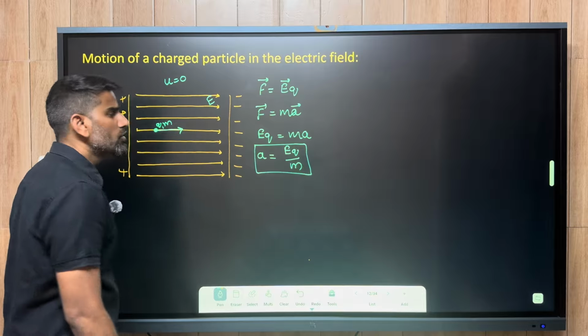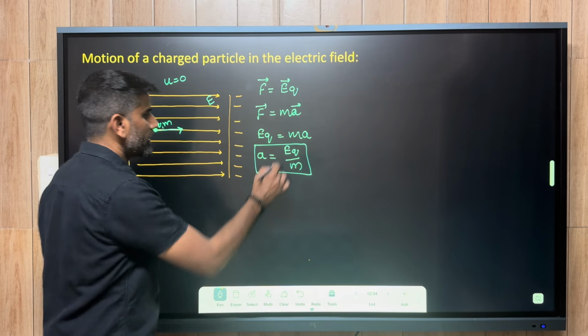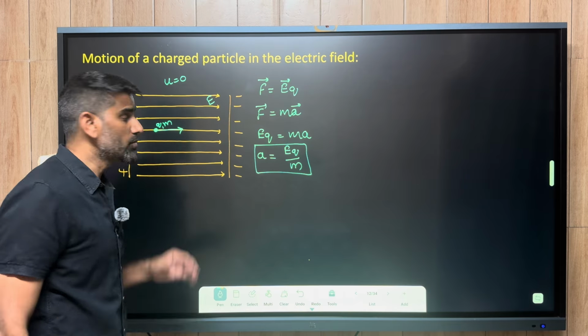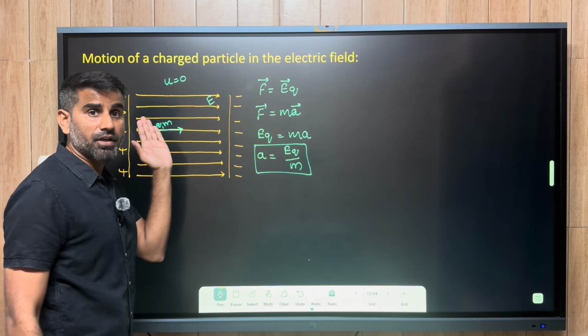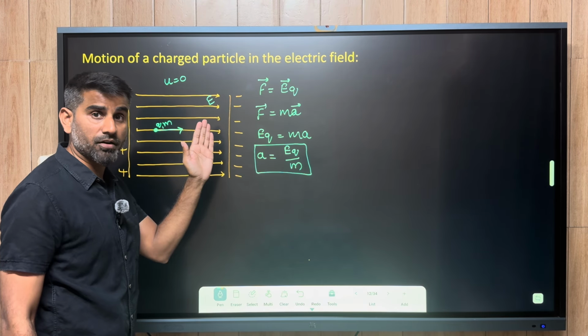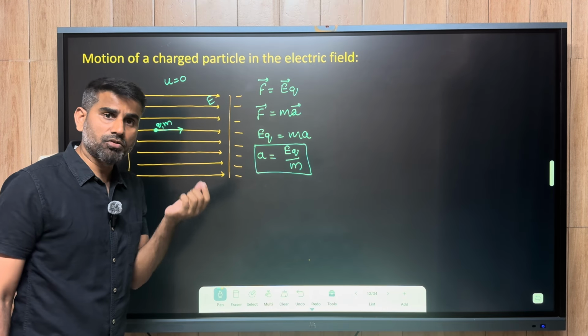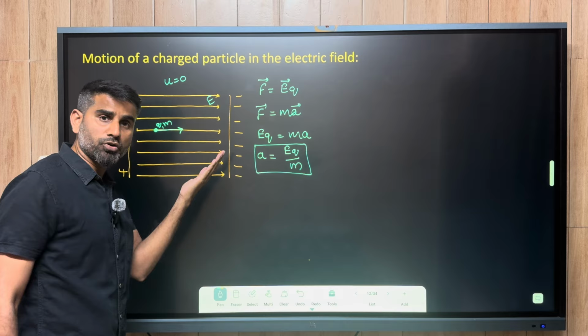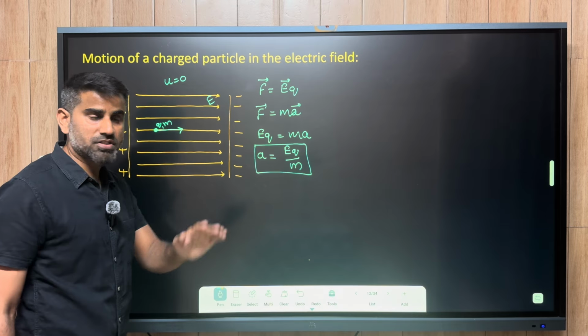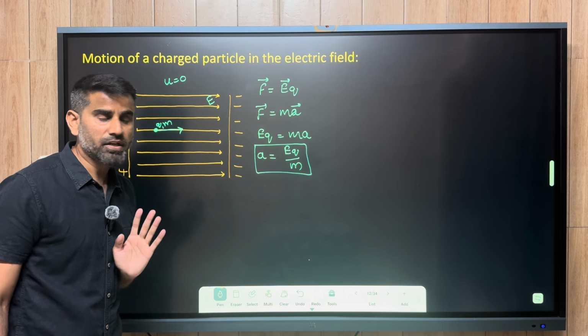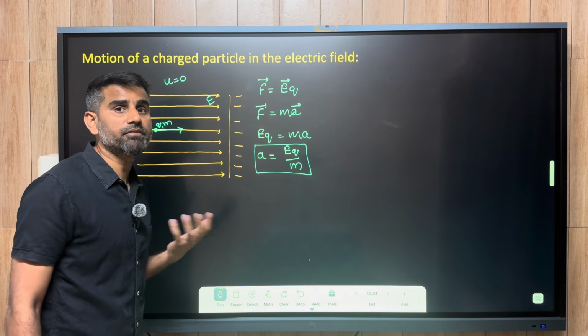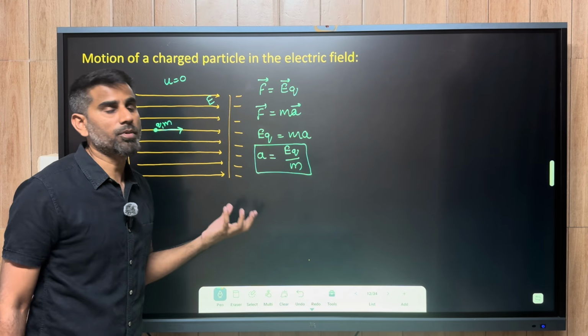When you look at this equation, this electric field is not changing because it is uniform. Wherever you try to measure the magnitude of the electric field, it will give you the same value. Magnitude is the same and the direction is also the same. So the E value is not changing throughout the space. Such a field that we have created, we call a uniform electric field.